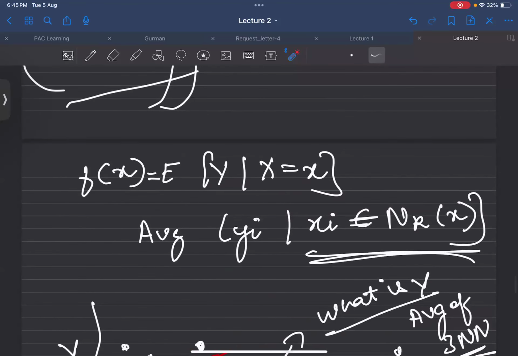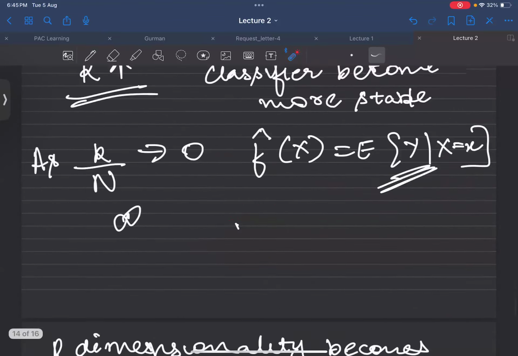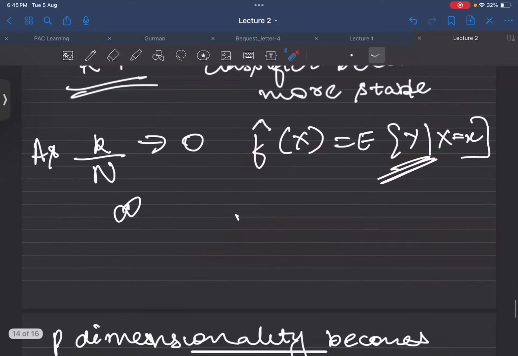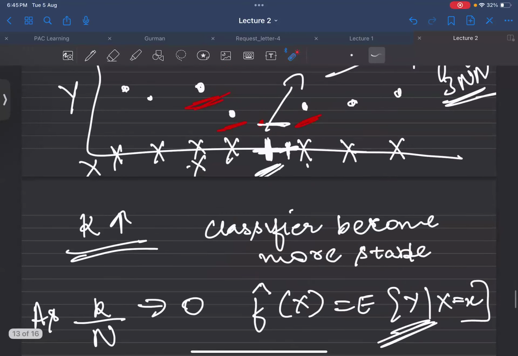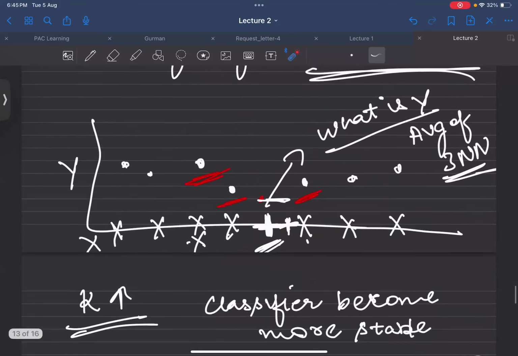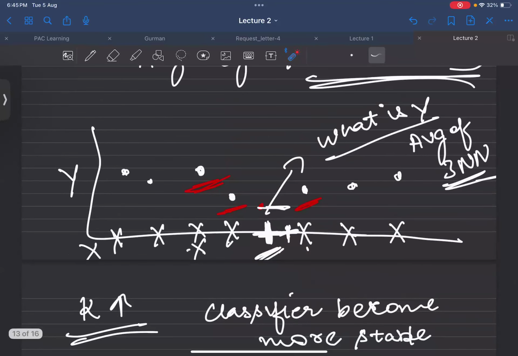All right, ma'am, these are the only limitations. Ma'am, here what is the n value? N is the number of data points we are considering, the total number of data points. K is the neighborhood. Here, N is the number of total data points. Is it fine?